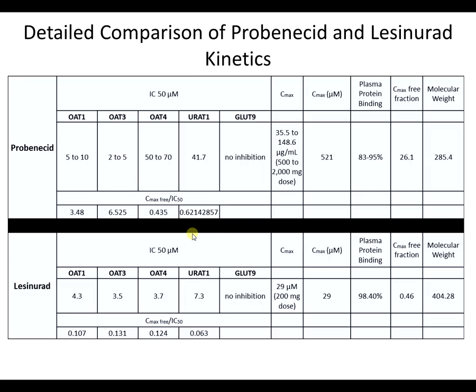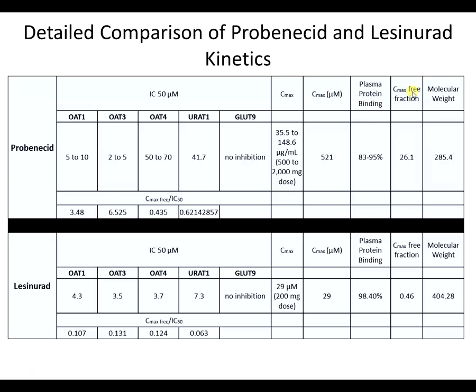I just want to show you some of the actual numbers. These are approximate numbers based on some of the references that I found, and actually some of the monographs for the drugs. So Probenecid, just to show you as an example, its peak concentration in the blood when given a typical dose, and it does have a range of doses, is going to be about 521 micromolar.